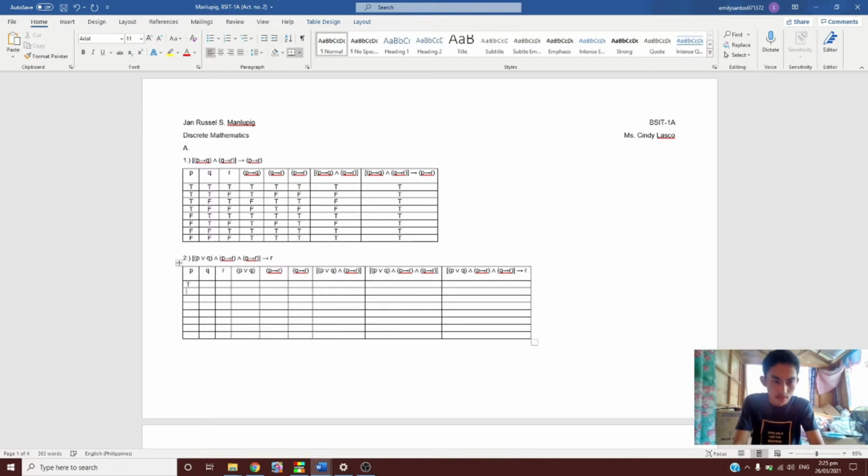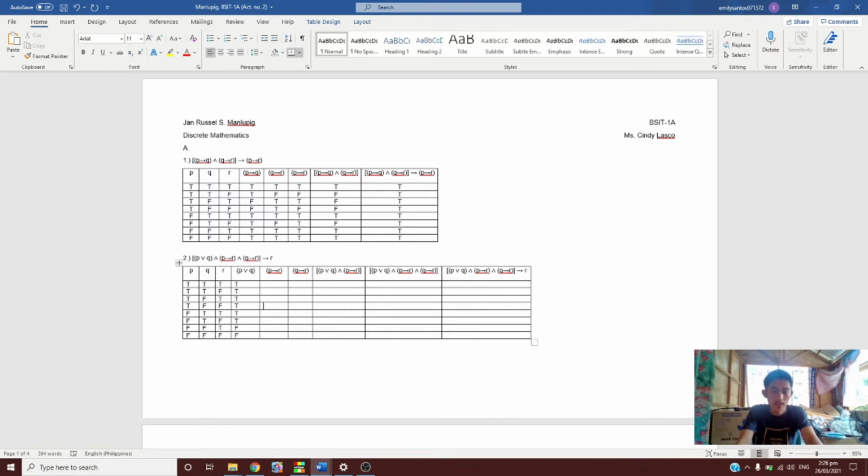So I will put the constant values: T, T, T, T, F, F, F, F. Then T, T, F, F, T, T, F, T, F, T, F. So P disjunction Q: T, T, T. Then F and F, since they have the same value but it is an F, so it all equals F as well.